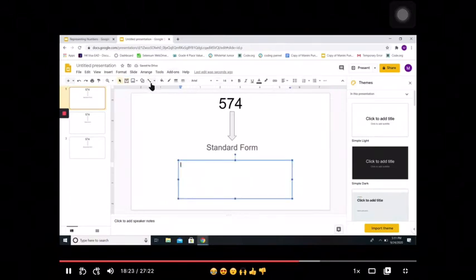574. Guys, I want you guys to really think. What would 574 look like in standard form?